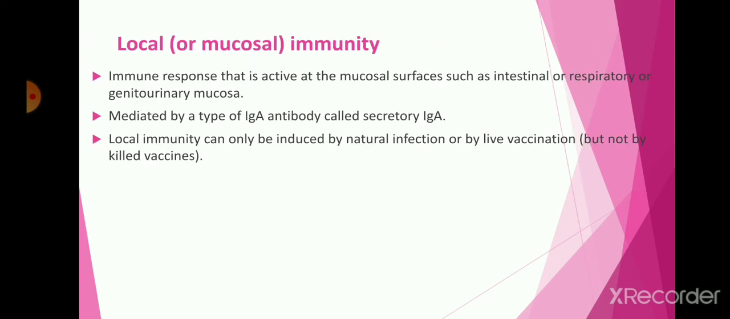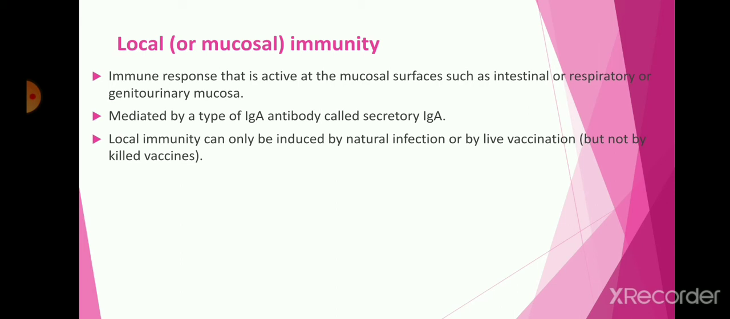So let's talk about what is meant by local immunity or mucosal immunity. Local immunity means an immune response that is active at the mucosal surface, such as the intestinal, respiratory or genitourinary mucosa. Basically, this immune response is active at the mucosal surface where mucus is present, and these immune responses start to act. This is mediated by the type.